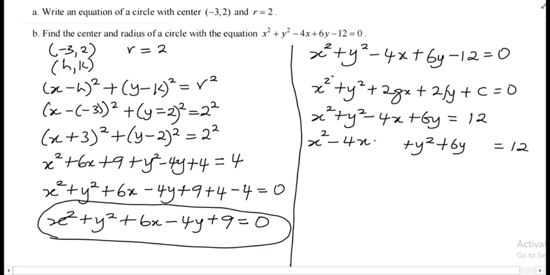The reason why I'm leaving this space is because there is something we'll add to this expression to make it a perfect square. If you want to know what to add to x² - 4x to make it a perfect square, consider the coefficient of x, which is -4, divide it by 2 and square it. So -4 divided by 2 is -2, then you square -2. That means what you are adding here will be (-2)². Then here, the coefficient of y is 6, divide it by 2, you have 3, square it, you have 3². So whatever you add on this side of the equation, the same thing you add on the other side of the equation.